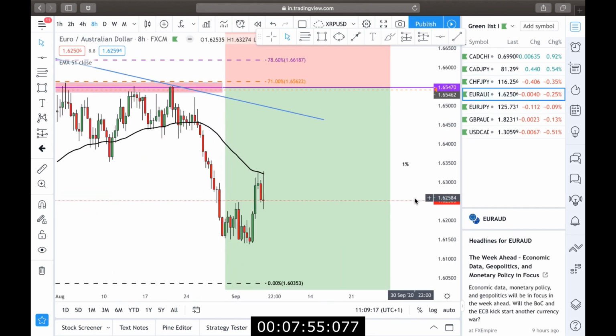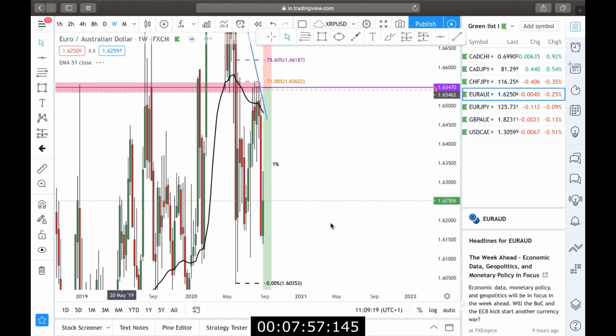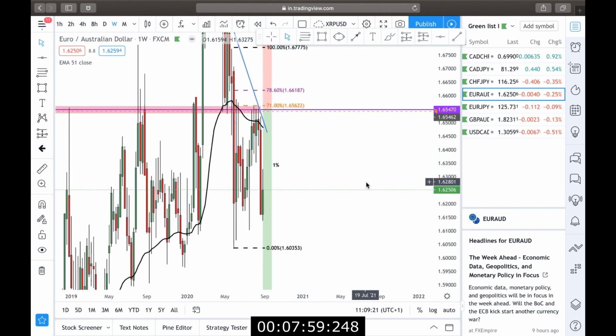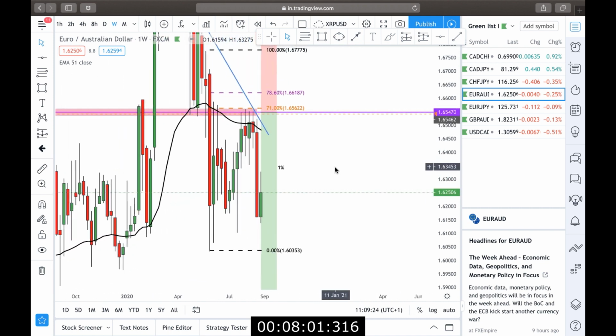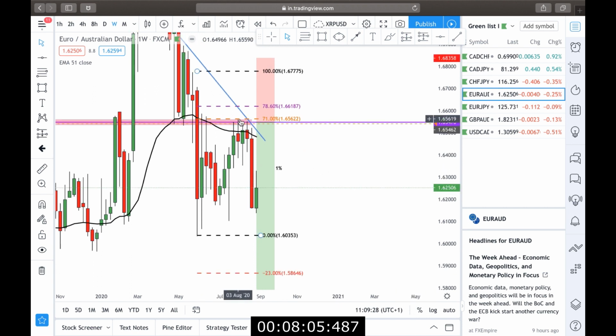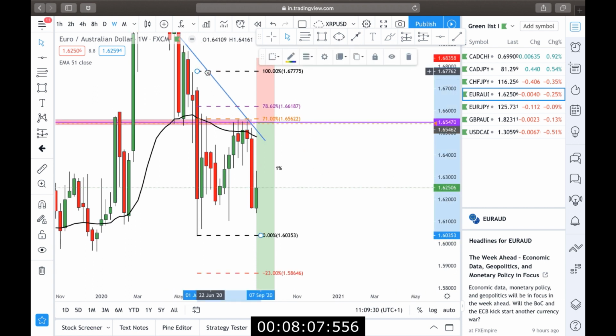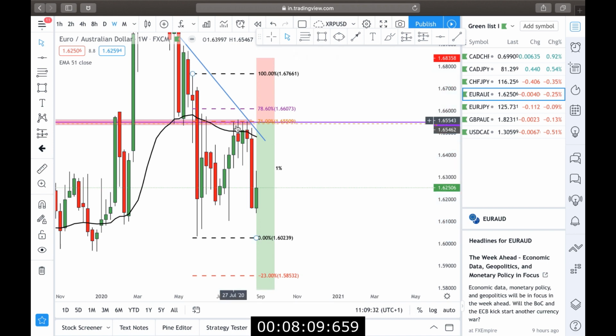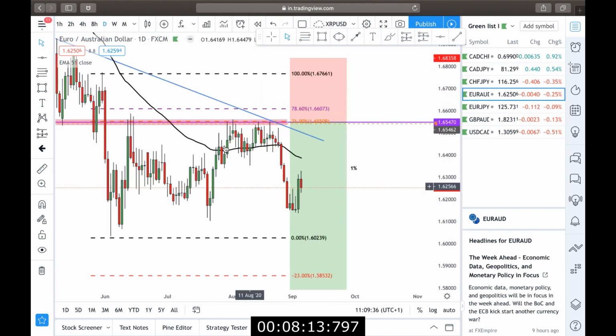Euro AUD, I gave this out a couple of weeks ago. I've been talking about this for a couple of weeks now, because we had the weekly EMA being respected, we had our golden fib zone being respected, 71% being respected. Here, all these rejections on the weekly time frame, and then what happened? We had this massive sell-off to the downside. All these rejections on the daily, and then we had the massive sell-off.